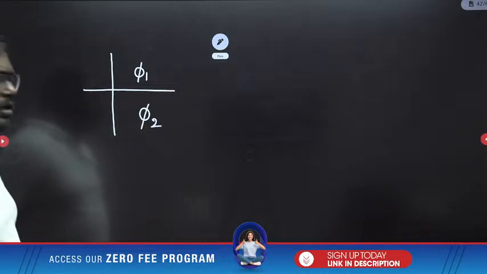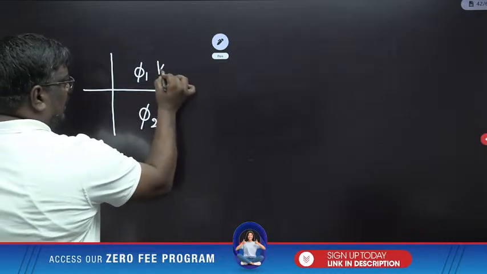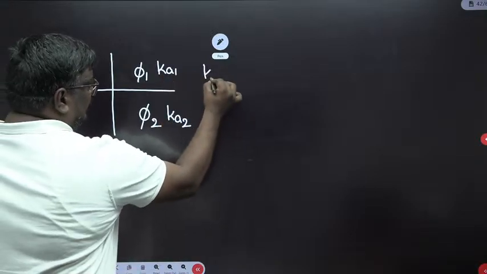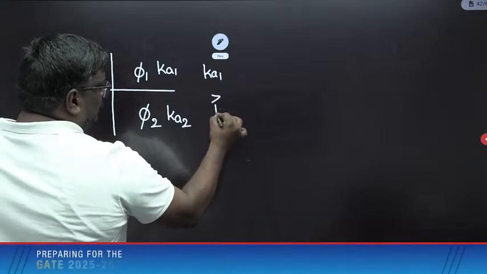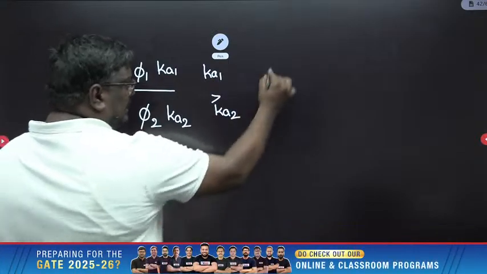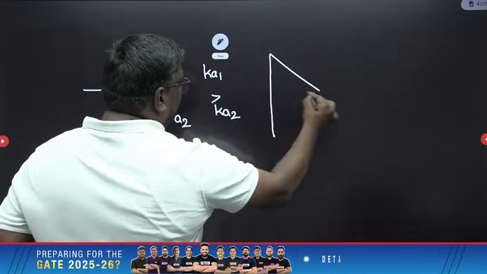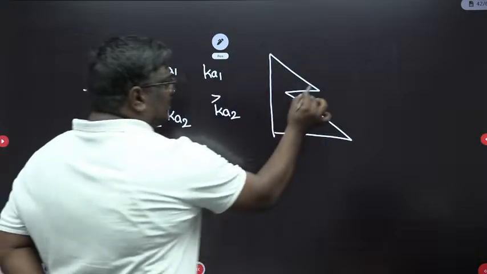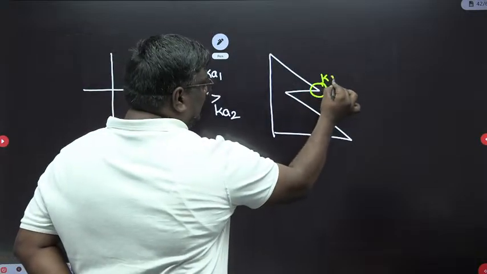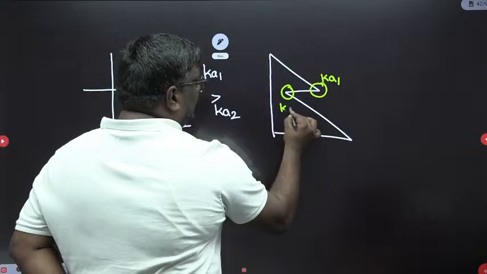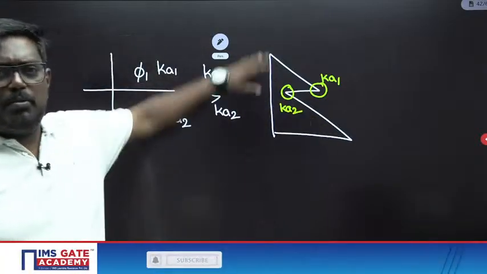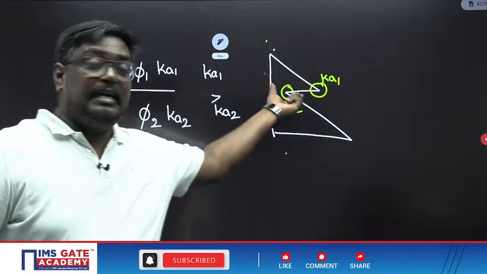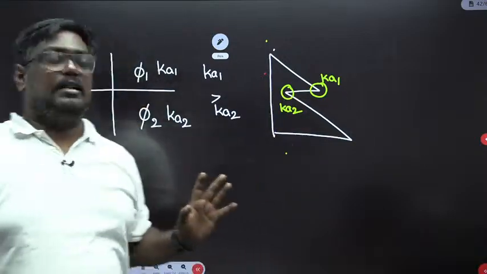Now based on phi 1, you will have Ka1 and here it is Ka2. Suppose, students, if Ka1 is greater than Ka2, then at the interface the diagram will come like this. Whatever stress you have calculated at the center, you should multiply with Ka1 here and with Ka2 here. For top and bottom you will take 1 and 2 respectively, but at the interface you have to consider both values.